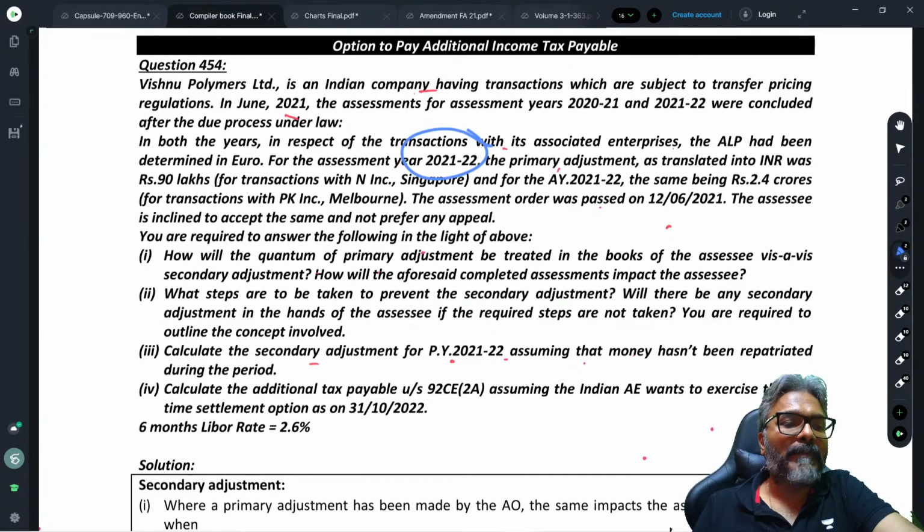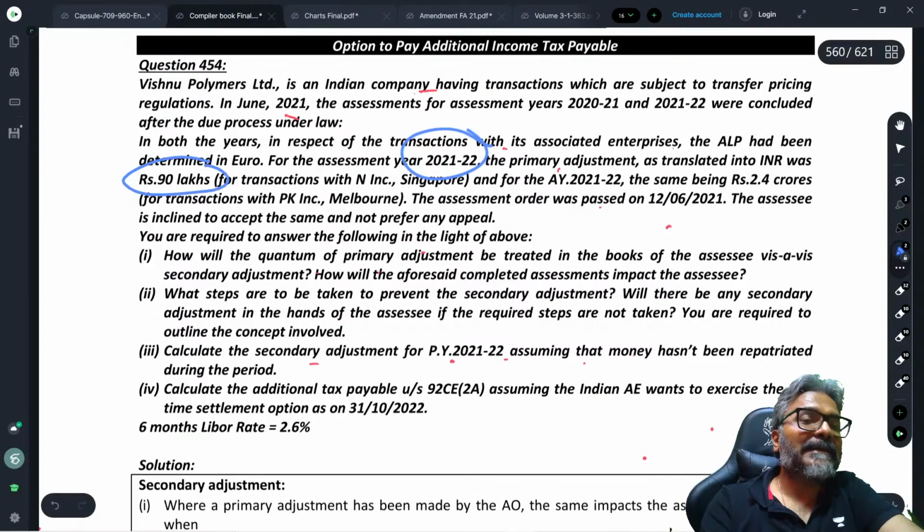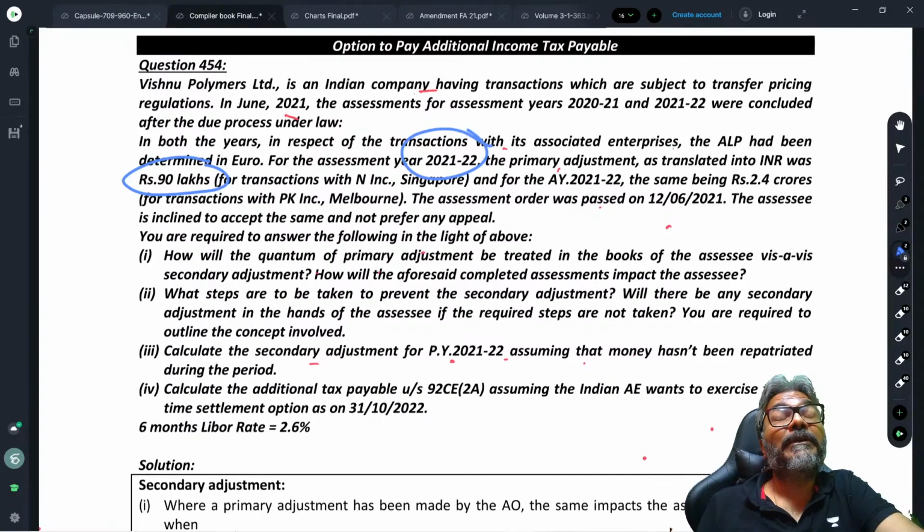Why? Be careful. The adjustment that has happened, Prem, is of 90 lakhs. And what did I tell you? To do the secondary adjustment, the difference between the ALP and the transfer price should go beyond rupees 1 crore. And that is the reason why, students, no secondary adjustment will be done under section 92CE. I hope that all of you are clear with this one.